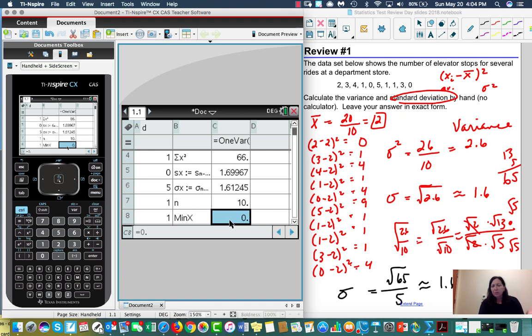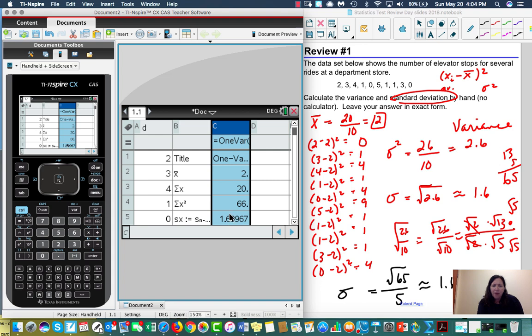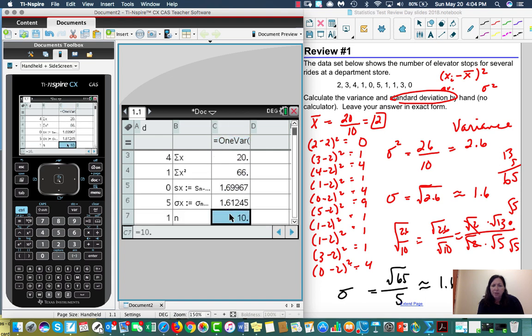So the 5-number summary, if we were to ask you that on a test, your 5-number summary would include the minimum value, this one, your maximum value, 5, your Q1, your Q3, and your median, of course, which is your Q2. And I would expect you to make a box and whisker plot.